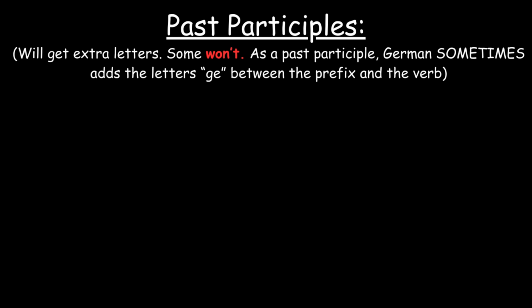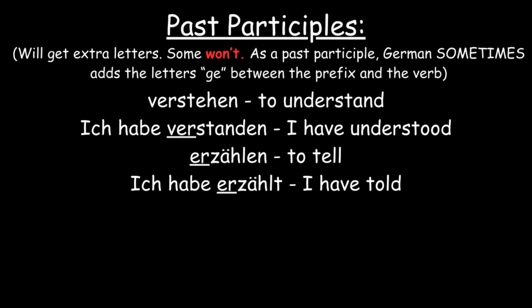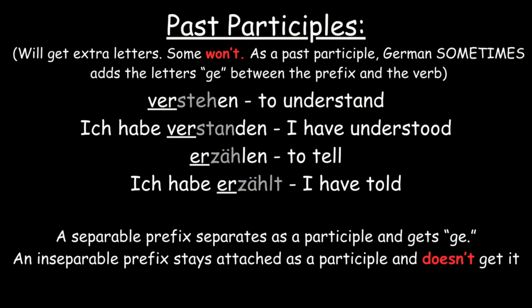This concept is true when it comes to separable prefixes, but when looking at inseparable ones, past participles will not have ge because such verbs are abstract. One example is verstehen, to understand, which, as a past participle, will look like this. Ich habe verstanden. I have understood. Another example is erzählen, to tell. Ich habe erzählt. I have told. Due to the stress on the verb stem, German doesn't add ge because it doesn't need to change the pronunciation. In short, a separable prefix separates as a participle and gets ge. An inseparable prefix stays attached as a participle and doesn't get it. Although participles are for a future video, I mentioned them here because they'll be easier to understand in the future.